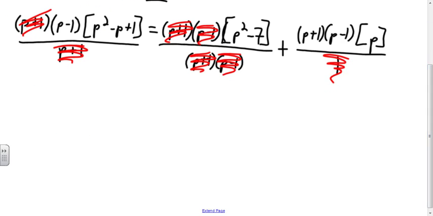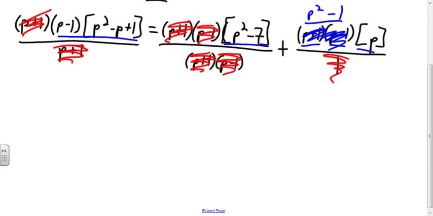We can break it down into just this p minus 1 times p squared minus p plus 1. This piece is just p squared minus 7, and this is just going to be these three pieces together. But nice trick for this is, remember this p plus 1, p minus 1. From our original equation, this is p squared minus 1. So it's actually only this piece and our p.